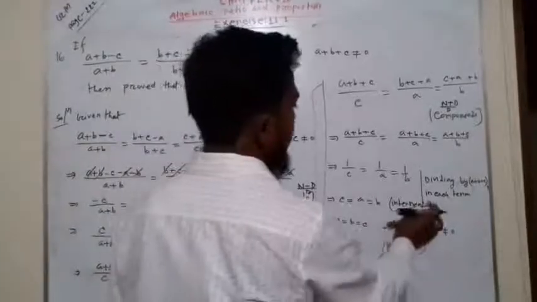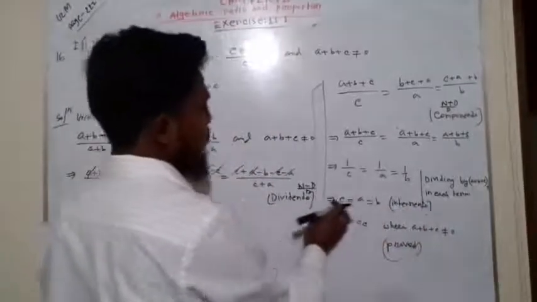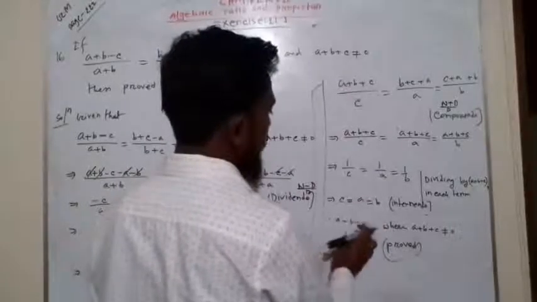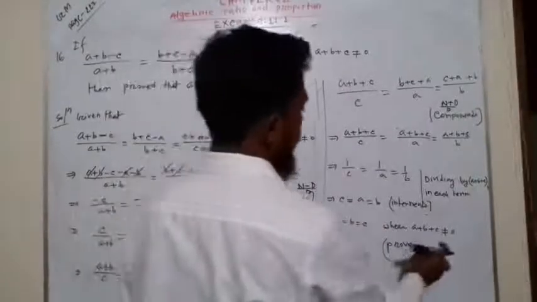And again by invertendo, we have c = a = b, that is a = b = c, where a + b + c is not 0. Proved.